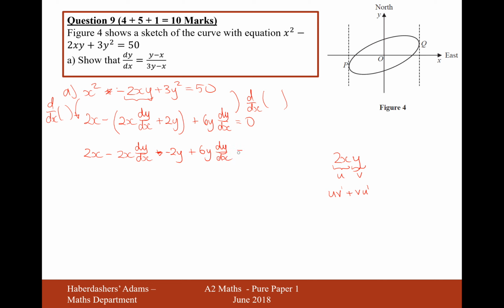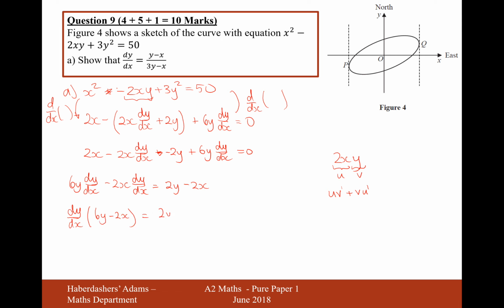Now I want to work out what dy by dx is, so I'll move everything else onto the other side of the equation and leave the dy by dx terms where they are. So I'm going to add 2y onto the other side and take away 2x onto the other side. I'm now going to factorise out dy by dx, so it's now 6y minus 2x inside some brackets.